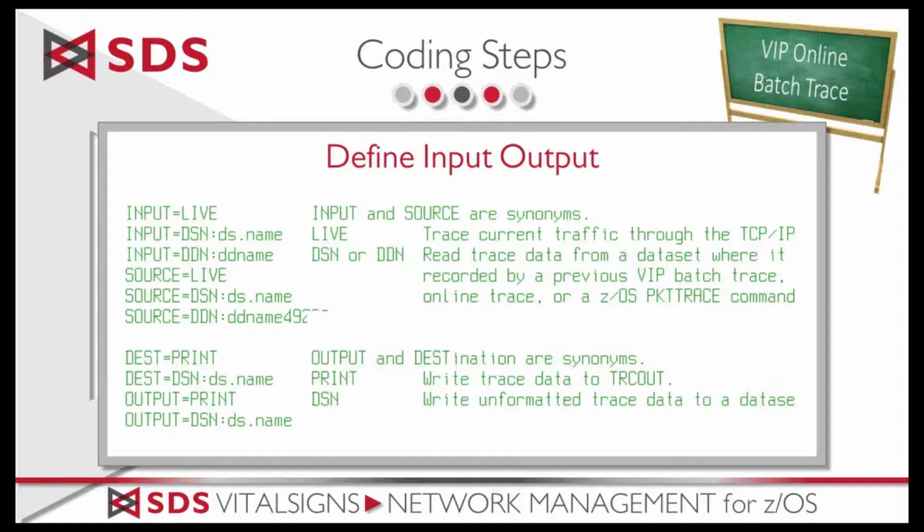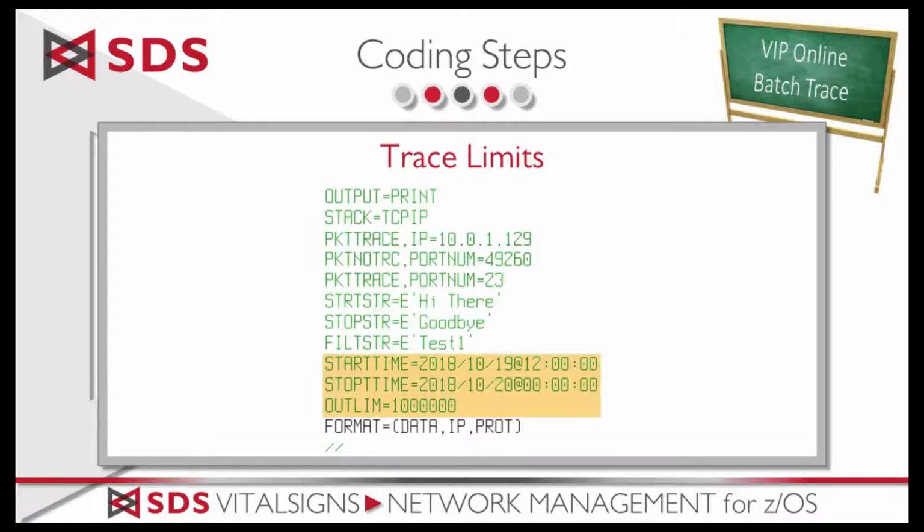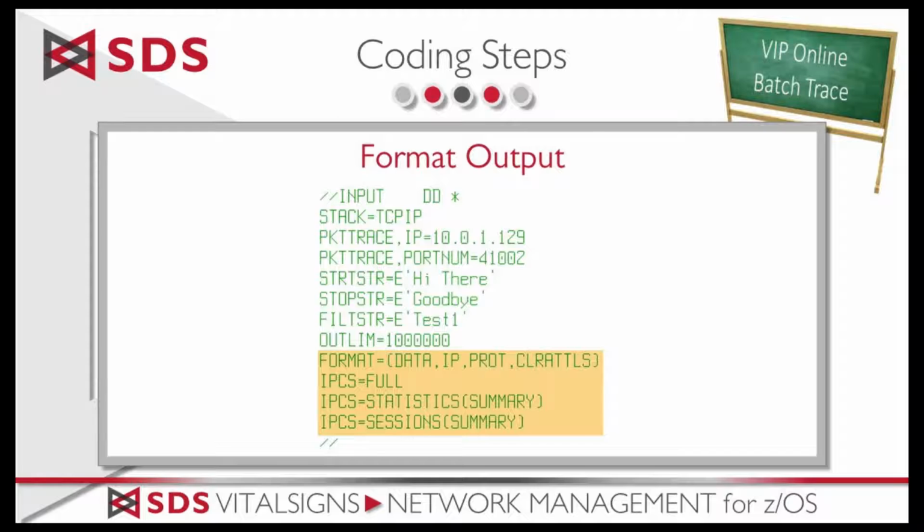IP and socket trace input can be from the live data, a dataset, or a DD name. Trace output can be directed to the job or a dataset. Trace limits are optional and can limit the trace to a specific number of lines, packets, or time. There are various options available to format the trace output to allow you to see the packet headers and data payload in raw, ASCII, and EBCDIC format. And if data is secured via IPsec or ATTLS, you can see it in clear text. Various IPCS format options are available, including a summary, full, and brief formatted report.